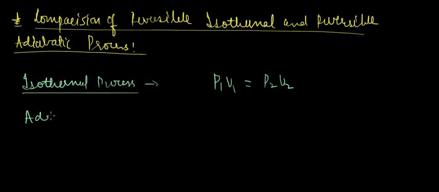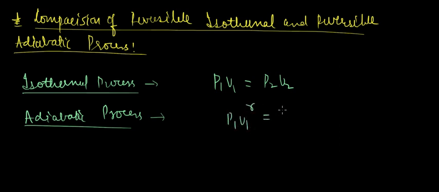And what is adiabatic process? Adiabatic process is a process in which Q is 0, or in other words no exchange of heat energy takes place from system to surrounding or from surrounding to system. So we know that it can be written as P1 V1 to the power gamma equals P2 V2 to the power gamma.